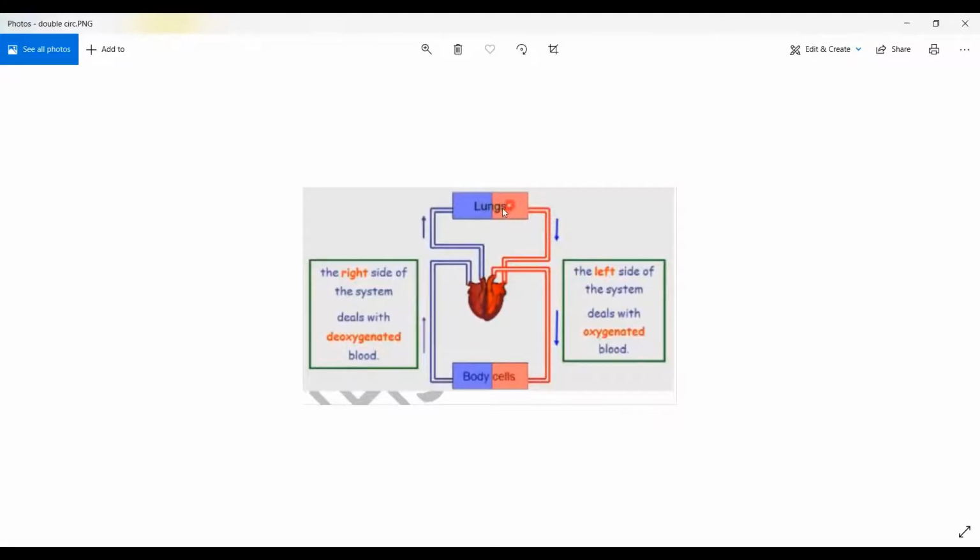So the oxygenated blood is coming, carrying oxygen to enter the heart through the left side, and the heart is going to pump this oxygenated blood, carrying oxygen and nutrition, to all the body cells, where there is exchange of gases.